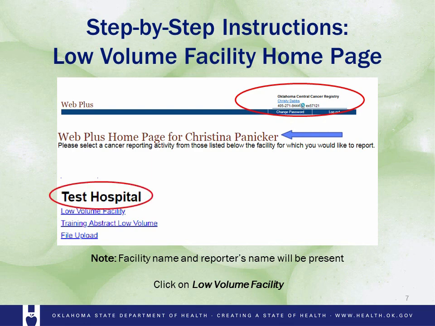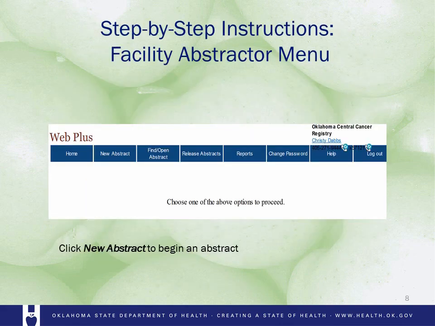You will click on the Training Abstract Low Volume link to access the test abstract. You will click on the Low Volume Facility link to access the Abstractor menu. This is the Facility Abstractor menu. This page displays a ribbon with different options to choose: Home, New Abstract, Find Open Abstract, Release Abstract, Reports, Change Password, and Help. Whenever you are ready to begin abstracting a new case, you will click on the New Abstract.